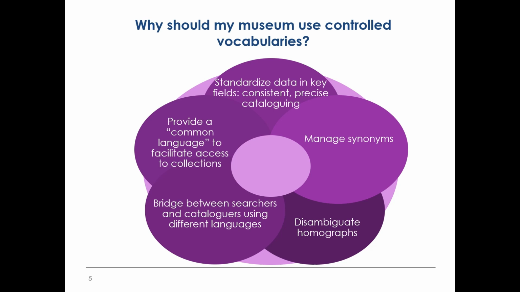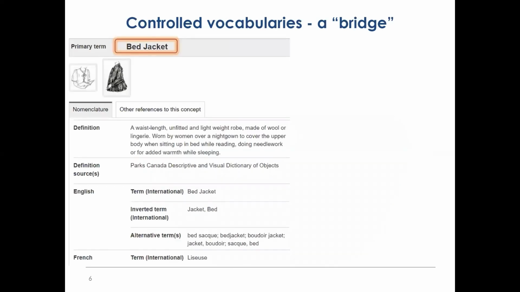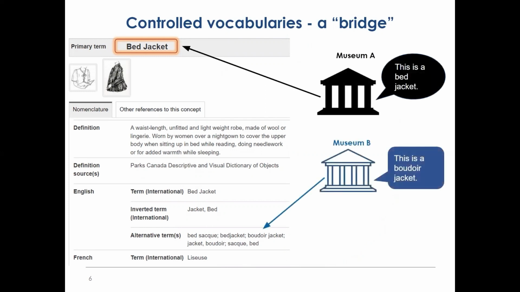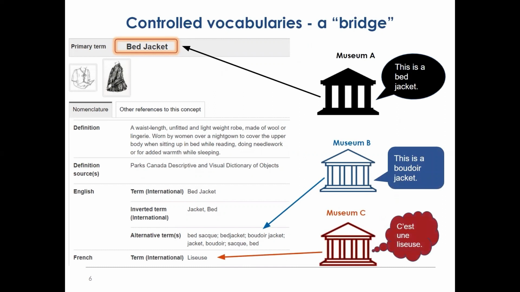Ultimately, controlled vocabularies facilitate access to your collections by ensuring the adoption of a common language for catalogers and searchers. Controlled vocabularies can act as a bridge to enable common understanding and easy access to information. Take the example of this object. One museum may call it a bed jacket, another may call it a boudoir jacket. Yet another may use another language to describe the object. By using a controlled vocabulary, they have a shared understanding that they are all referring to the same concept.